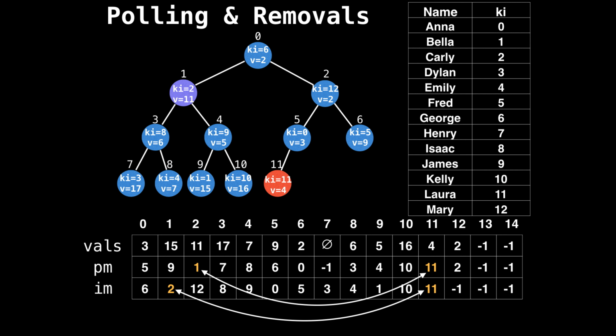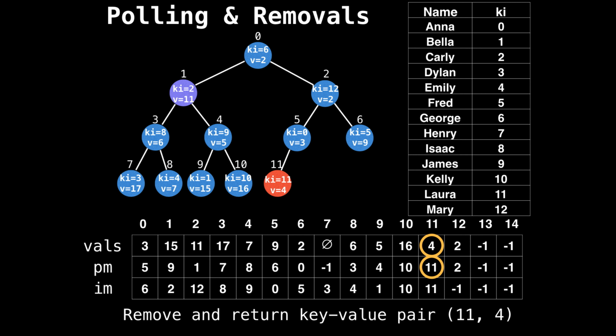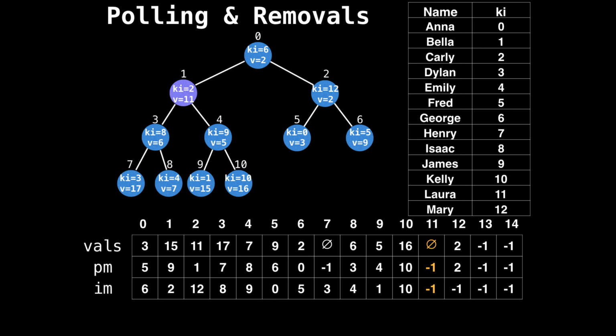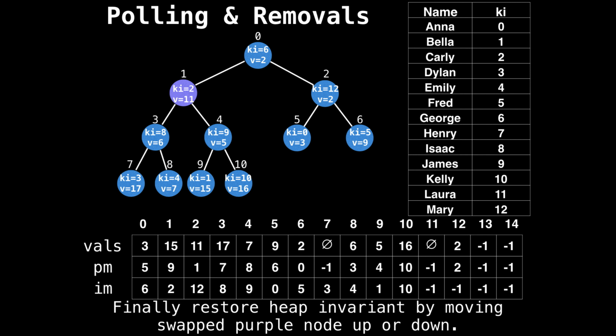Then swap the node we want to remove, that is the node which contains the key value pair for Laura, and exchange it with the bottom rightmost node. Store the key value pair before the actual removal, clean up the removed node, and finally restore the heap invariant by moving the swapped purple node up or down. We're going to make the purple node move down because it has a large value.